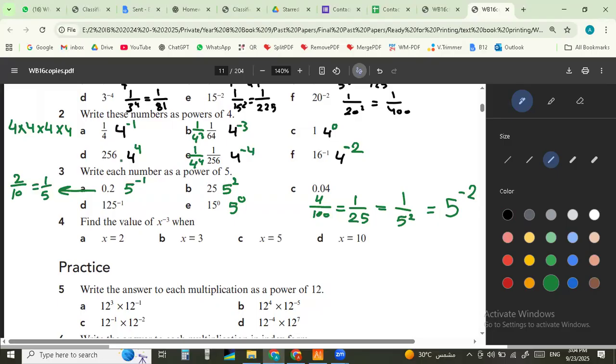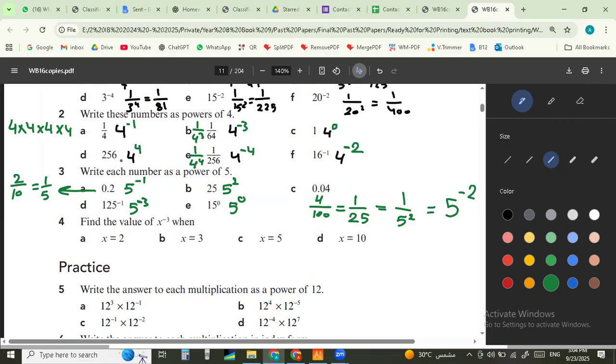125 to the power of -1. Yeah, Mr., I know already that this is 5 to the power of 3. 125 is 5 to the power of 3. Yes, this is correct, but it's 125 to the power of -1, so it's 5 to the power of -3.